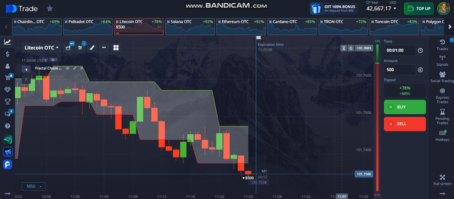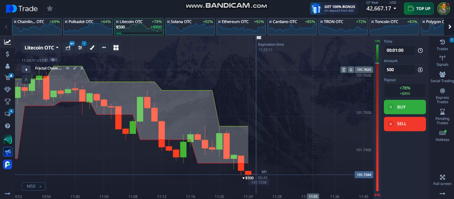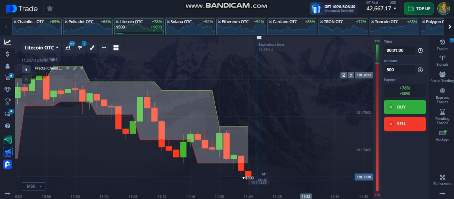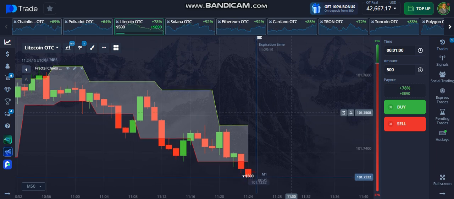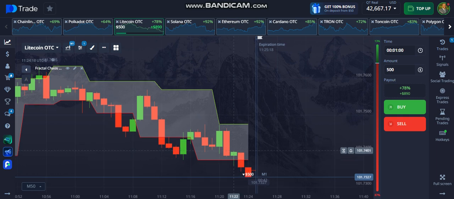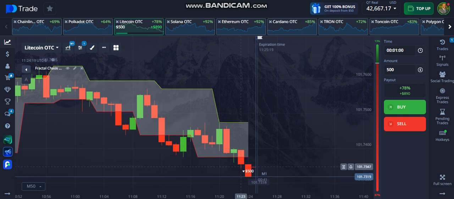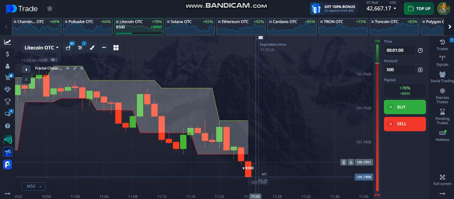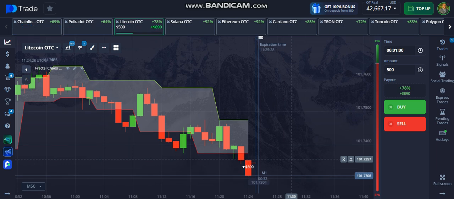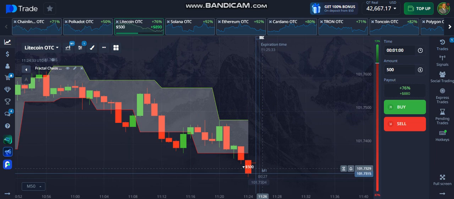Okay, so I'm on the Litecoin crypto, and I just took a sell trade. And the reason why I took the sell trade is, if you notice here, this previous red candle closed outside the Fractal Chaos band line, and I went ahead and took the put or sell trade, suggesting that there's going to be a downward bearish momentum in the price. So let's monitor this trade and wait for the expiry.